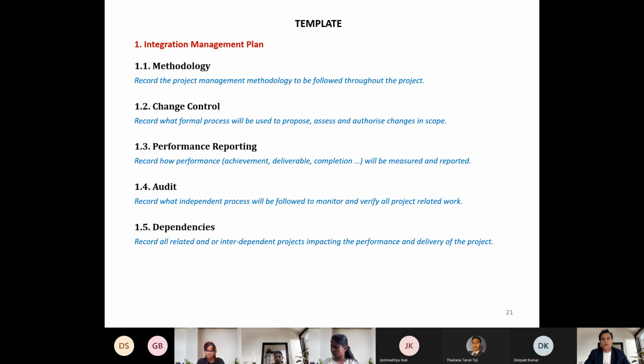So now, more or less, you have got a mastery over the integration plan. I've tried to give it in a simple lecture, if I may say so.